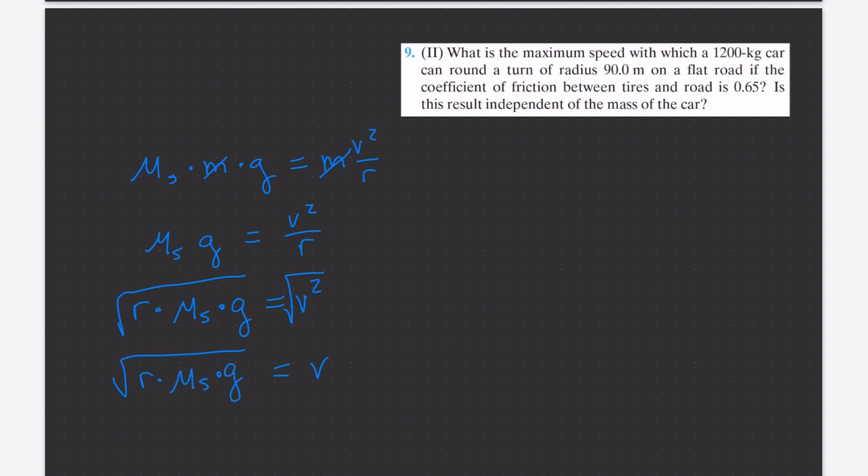All right. Now, what's great is that what we have given is the radius. Okay, so r is equal to 90.0 meters. The coefficient of static friction is equal to 0.65. And then g, which is kind of assumed, in this case is 9.8 meters per second squared. And notice that those three variables are exactly what we have underneath the radical, which we have set equal to v. So we can go ahead and plug in what we know and then solve for that maximum speed.